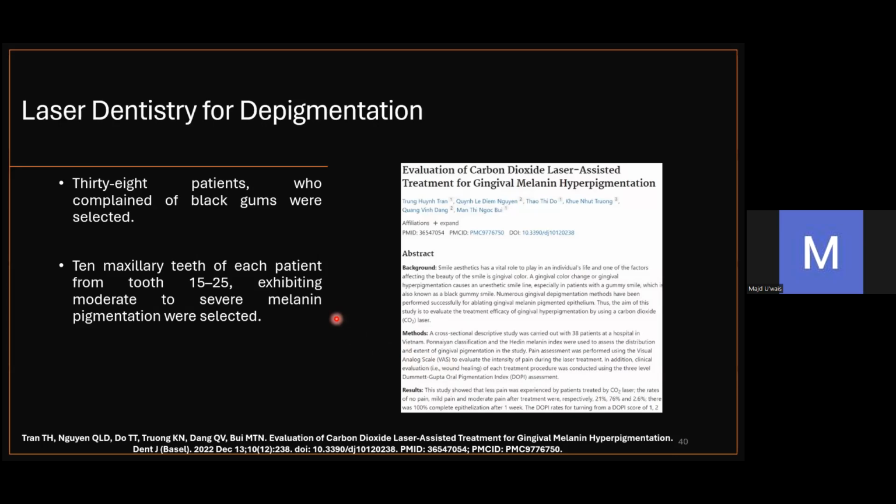Tran and his colleagues conducted a cross-sectional study to evaluate the dental laser as a method for depigmentation. This case series included 38 patients who complained of black gums, and 10 maxillary teeth for each patient, from 1.5 to 2.5, exhibiting moderate to severe melanin pigmentation were selected.